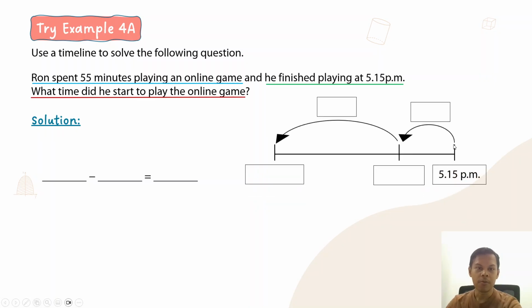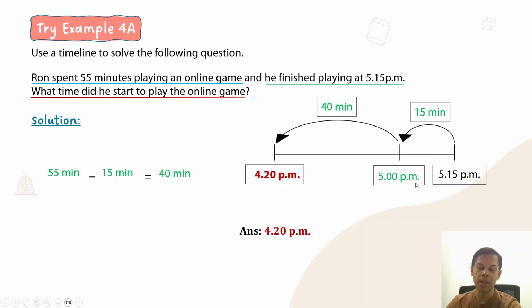Alright, so we work backward by minusing 55 minutes. The first 15 minutes is going to be 5 p.m. and then 55 we need to minus with 15 to find the balance. The balance should be 40 minutes. So we need to minus another 40 from the 5 p.m. Then your answer should be 4:20 p.m. So this is the starting point where Ron started to play his online game.